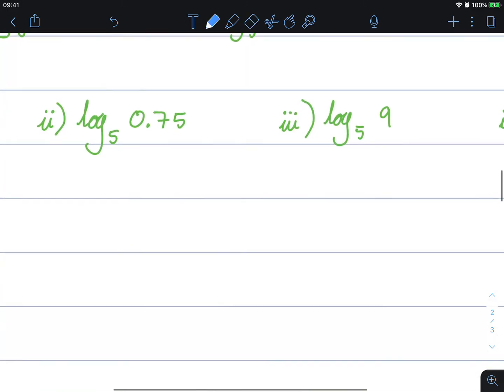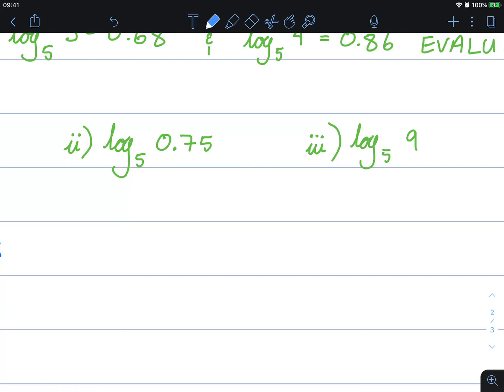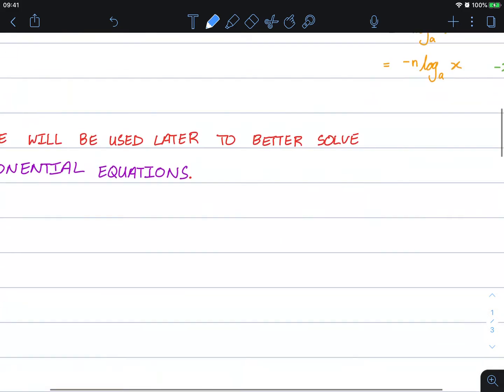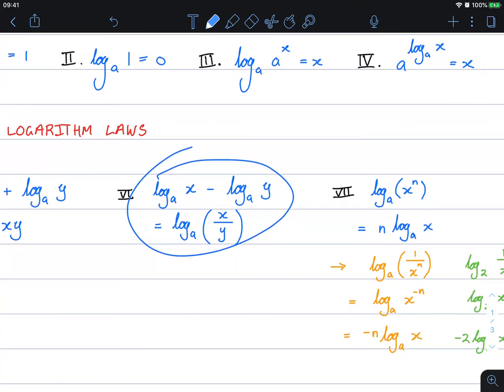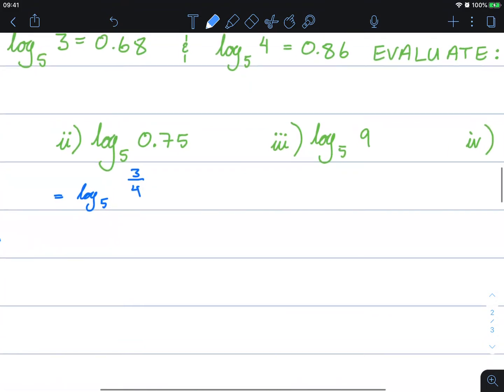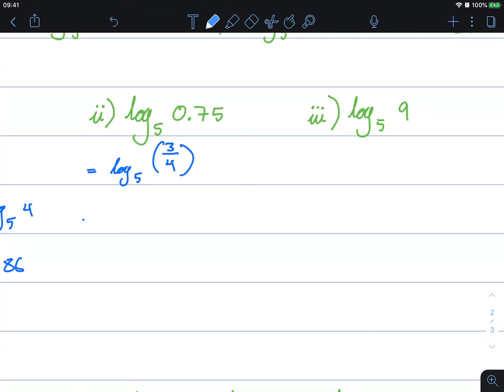In a similar way here, we have log base 5 of 0.75. 0.75 is 3/4. This is log base 5 of 3 over 4. You can probably guess that we're going to be using this one here. Notice how it's x over y, or in this case 3 over 4. And we can go backwards using the same log laws. So log base 5 of 3/4 is the same as log base 5 of 3 minus log base 5 of 4.